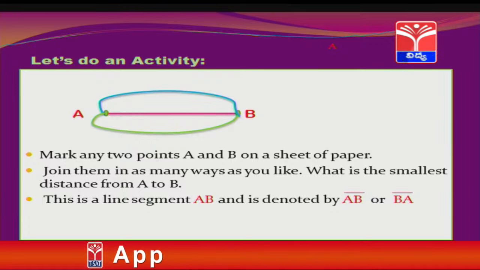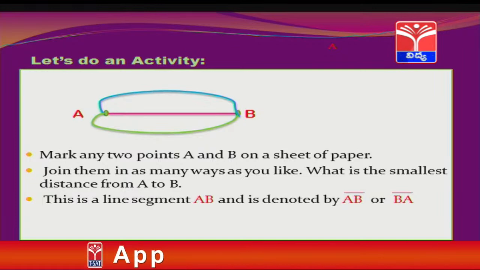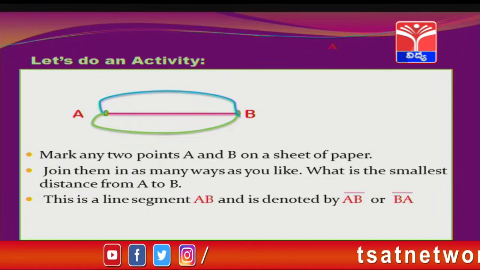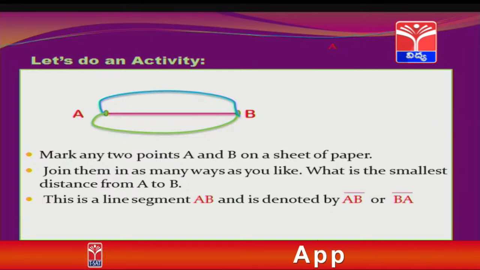Suppose you mark any 2 points A and B on a sheet of paper. Once again, join them in as many ways as you like. I have joined only 2 ways, but you can join from A to B or B to A in many ways. What is the smallest distance from A to B? You see the red line, that indicates the smallest distance. This is the line segment AB, denoted by line segment AB or line segment BA, okay.